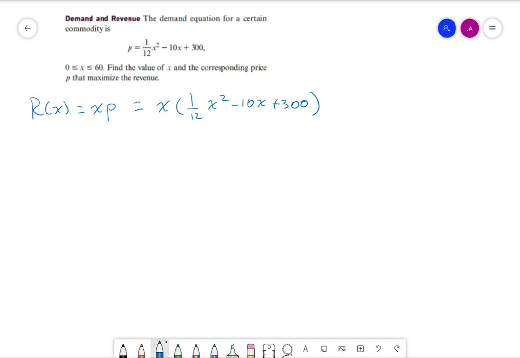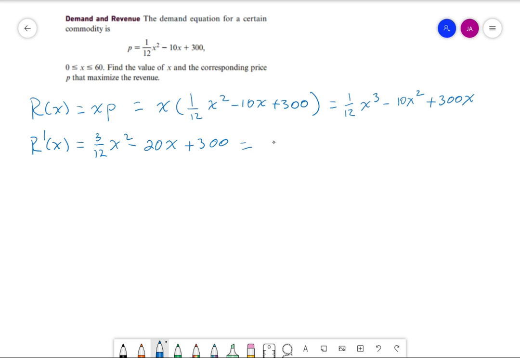But before we find the derivative, I'm going to clean this up a little further. This is then going to be 1/12 x cubed minus 10x squared plus 300x. Well, then let's find our derivative of the revenue function so that we can find our critical values. So r prime is then going to be 3/12 x squared minus 20x plus 300.